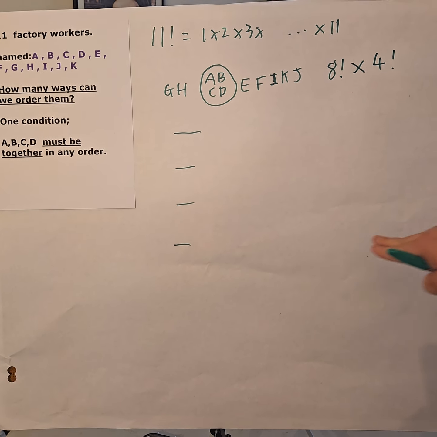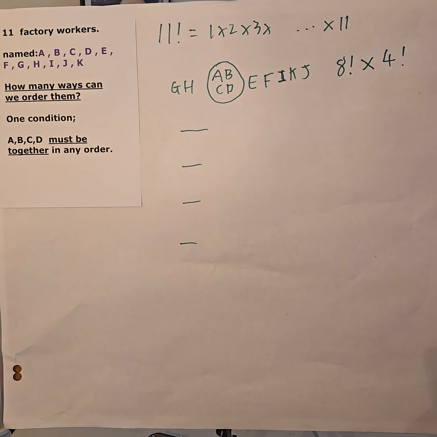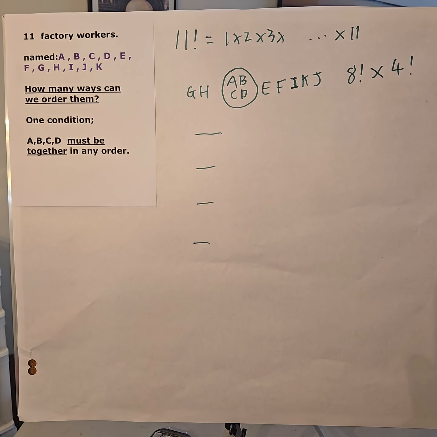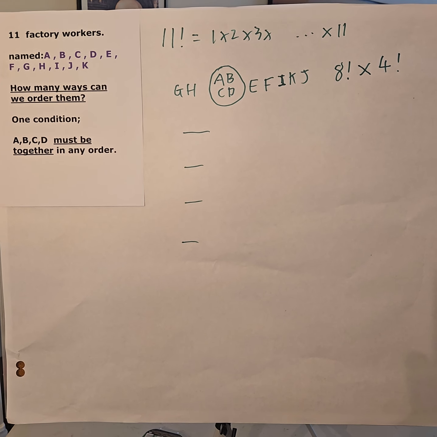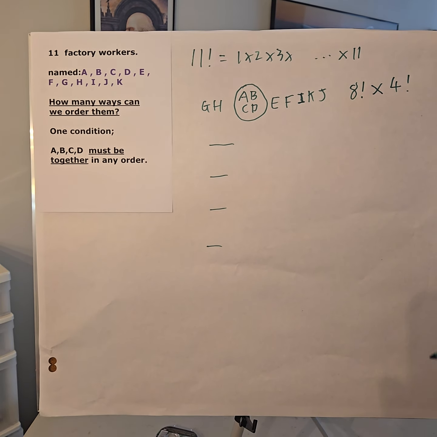So that is the answer to the question. I haven't got the ultimate answer. It's 8 factorial times 4 factorial. And I will admit I cheated. I worked this out ahead of time. It's to save me time and trouble with a calculator.